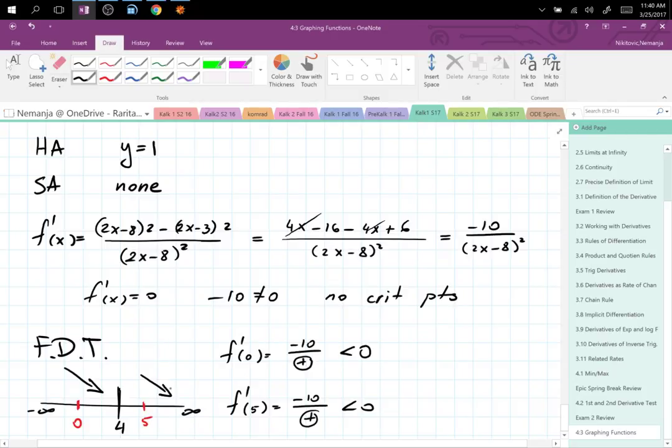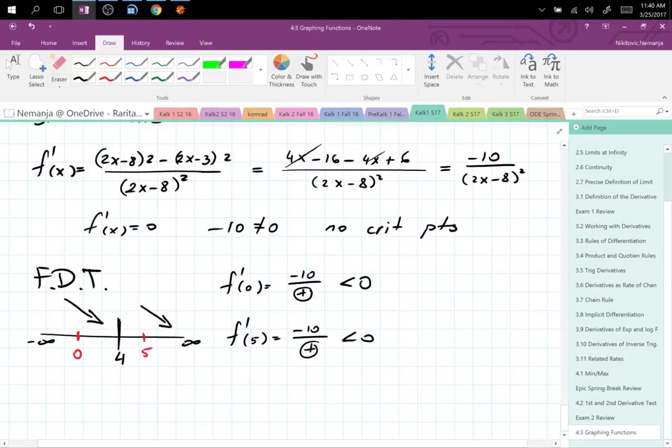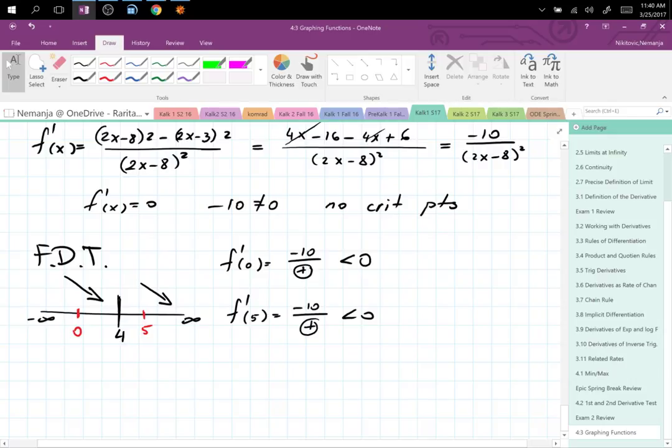So there we go. It's always decreasing. And again, you can have this behavior. Just think of 1 over x, which is always decreasing, right? And you still have a vertical asymptote. Cool. So we have no min, no max.